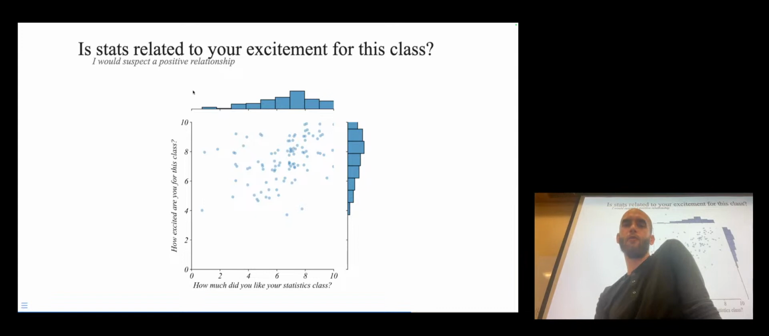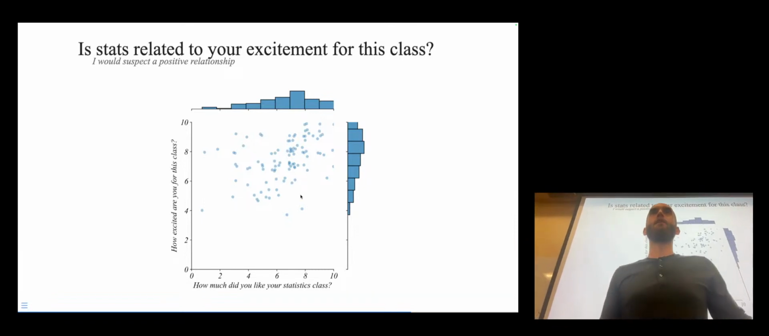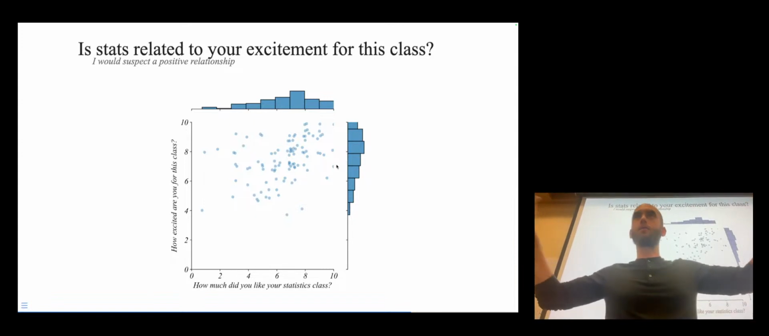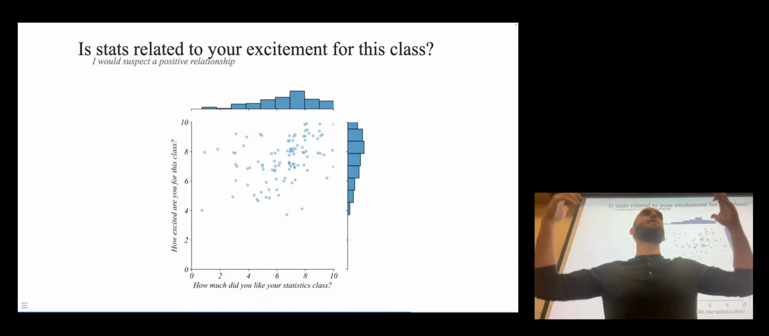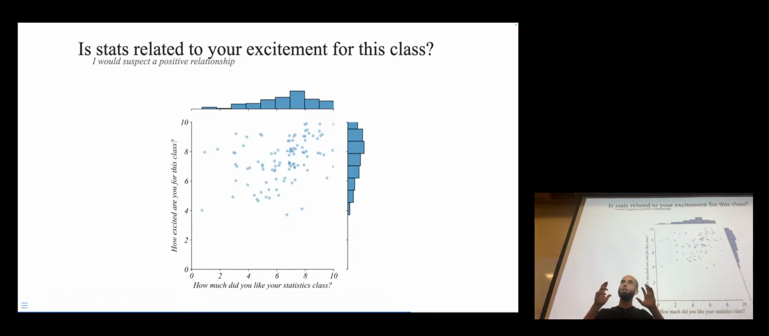But I have a histogram of whether you liked your stats class on the top here, and then on the vertical axis, I have how excited are you for this class. And it turns out, thankfully, a lot of people are somewhat excited. I collected this before we did Python last class, so maybe this has gone down a little bit. But on the vertical axis, we have your excitement for this class, and then I have a histogram of that excitement on the vertical axis. And going in, like when I collected this data, I would suspect that there's a positive relationship between these two variables. And generally, that's what we see.